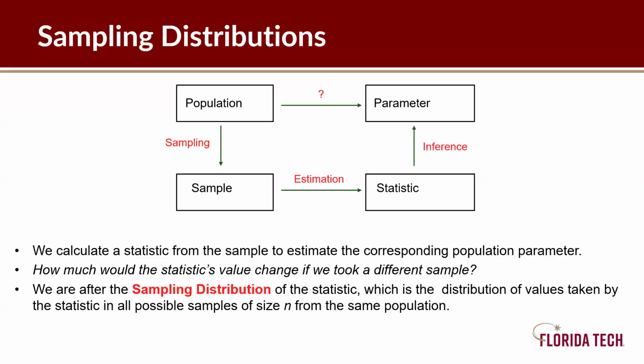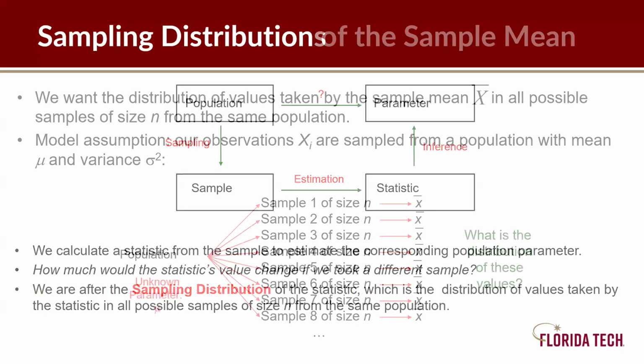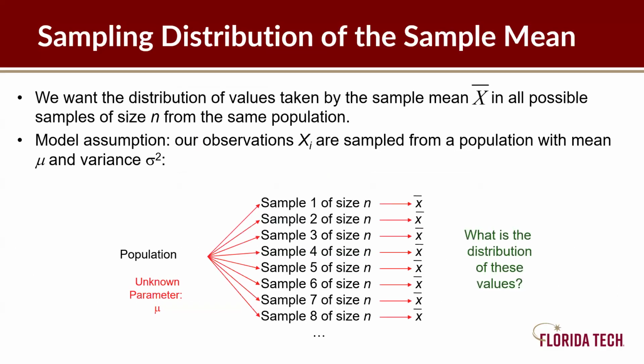The question for sampling distributions is, how much would the statistic's value change if we took a different sample? What we're after here is the sampling distribution of the statistic, the distribution of values taken by the statistic in all possible samples of size n from the same population. Let's build a notional sampling distribution of the sample mean so we see what we mean here.